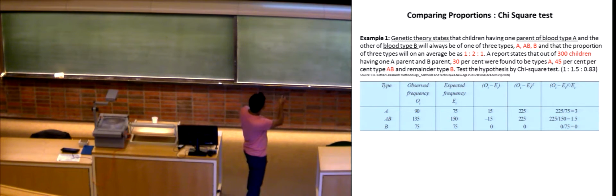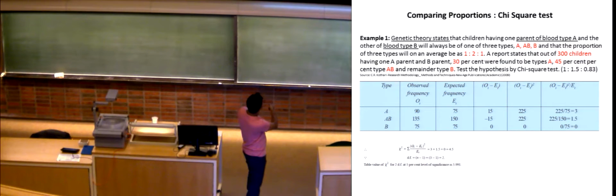So I have got the observed and the expected. I take a difference, 15 minus 15, 0. Take a square according to the chi-square formula. This is the one. And then I sum them up. 4.5. What is my degree of freedom? This is 3, so 3 minus 1, that's 2.